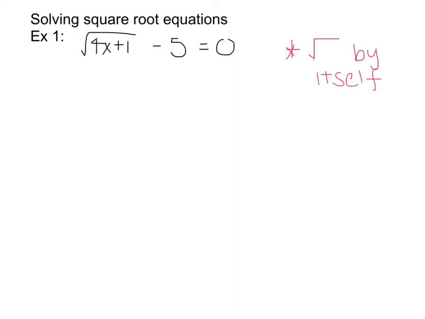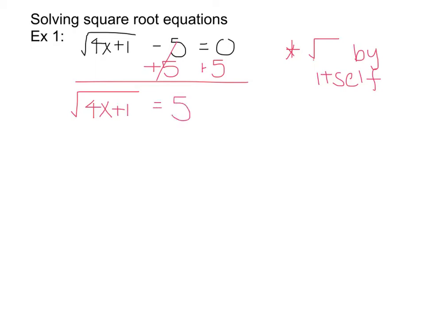So, since after the square root of 4x plus 1 there's a minus 5, we have to get rid of that minus 5 before we can get rid of our square root. So to get rid of the minus, we're going to add 5. So that gives me the square root of 4x plus 1 equals 5. And then to undo a square root, we're going to square both sides. So that gives me 4x plus 1 equals 25.